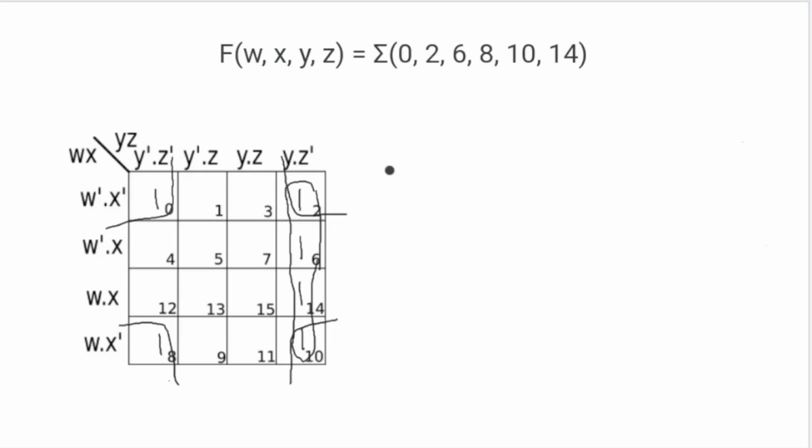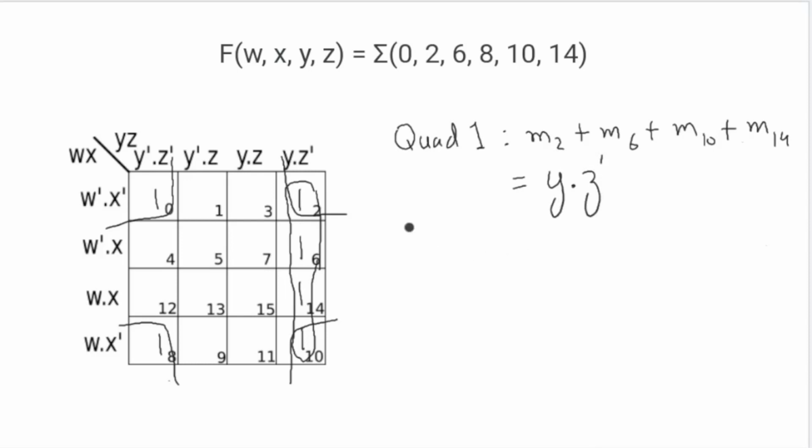Let's do the reduction. So I'm treating this vertical quad as quad 1. So we'll say quad 1, and then we'll identify the quad, and that is M2 plus M6 plus M10 plus M14. And this is going to reduce to simply Y dot Z complement because everything in the vertical axis is changing the state. So we'll say that this will reduce to Y dot Z complement.